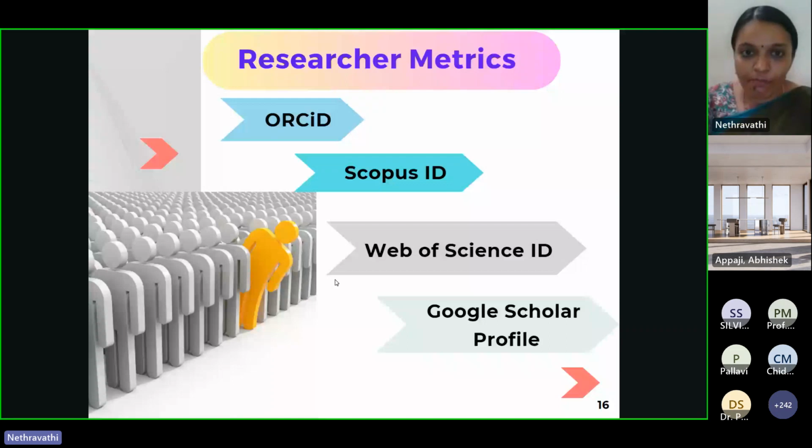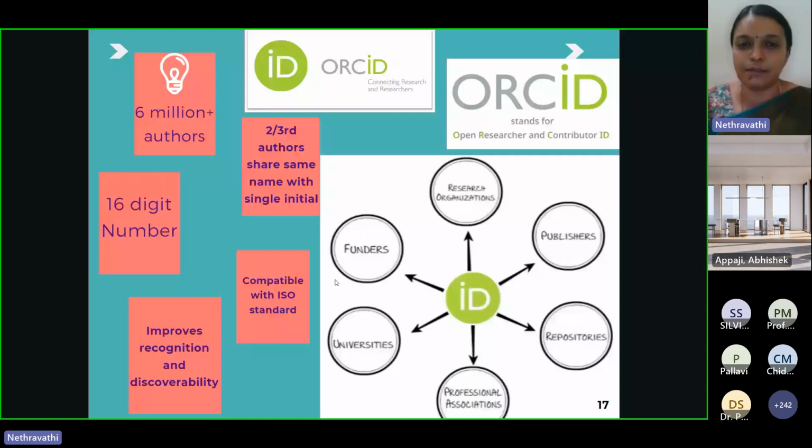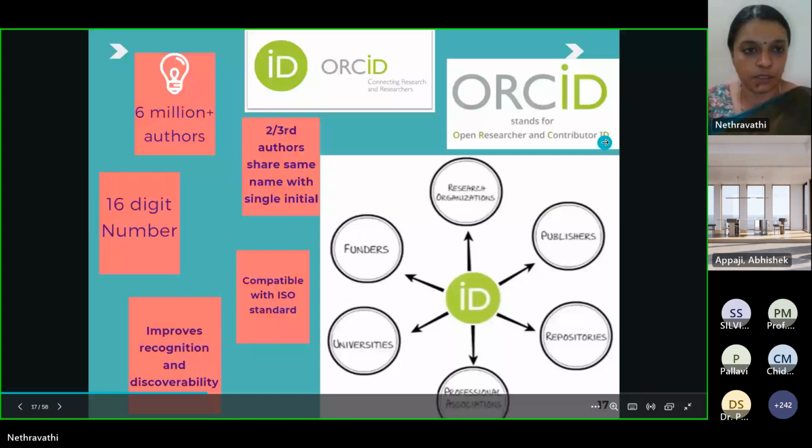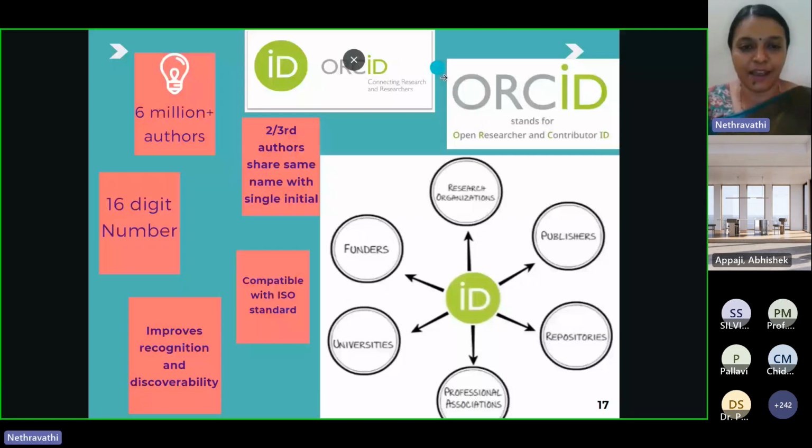The first one I'm taking up is the one which has been gaining popularity recently, that is ORCID. ORCID stands for Open Researcher and Contributor ID. As I told you, in Canva we cannot make the points pop up one by one, so all the points on the topic come up at once.